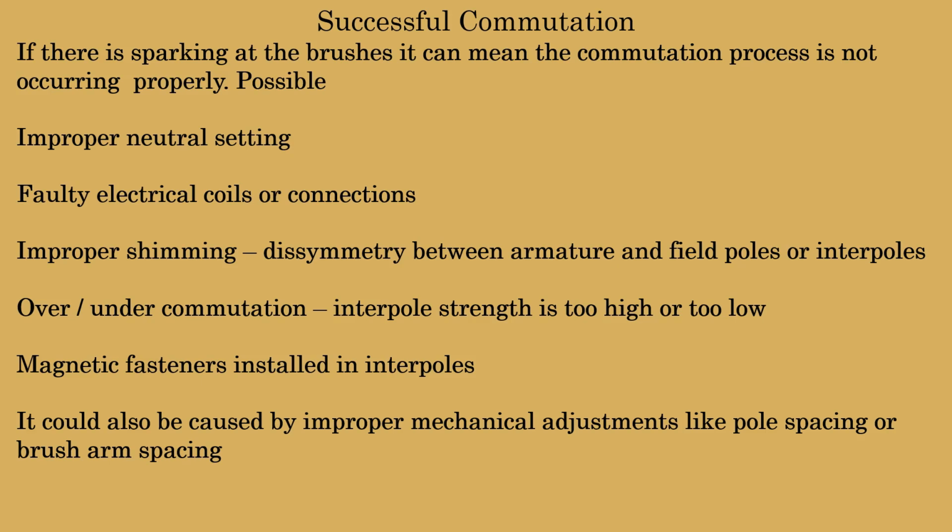Causes can include improper neutral setting, faulty electrical coils or connections, improper shimming, dissymmetry between armature and field poles or interpoles, over or under commutation, and interpole strength that is too high or too low. Magnetic fasteners installed in interpoles, we know that would change the strength of the interpoles. It could also be caused by improper mechanical adjustments like pole spacing or brush arm spacing.